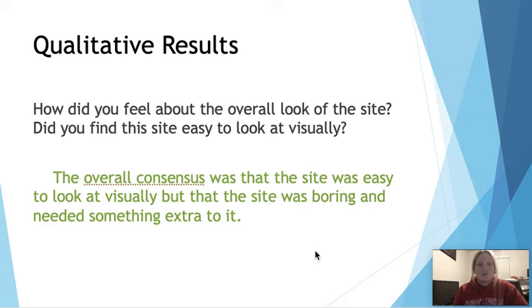How did you feel about the overall look of the site? Did you feel the site was easy to look at visually? So the overall consensus was that the site was easy to look at, but the site was kind of boring in that it needed something extra to it. So that's something that I am working on, is adding a little bit extra visually to the site so it's not as boring as the participants felt that it was.